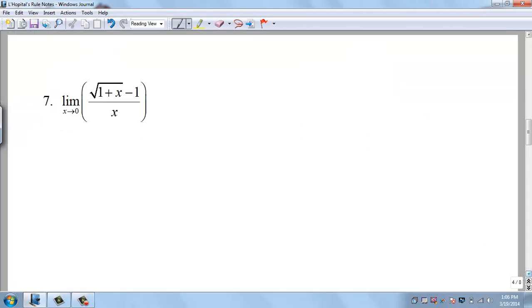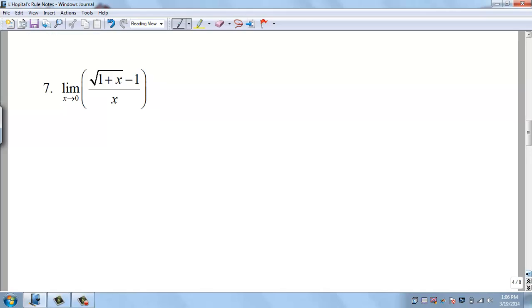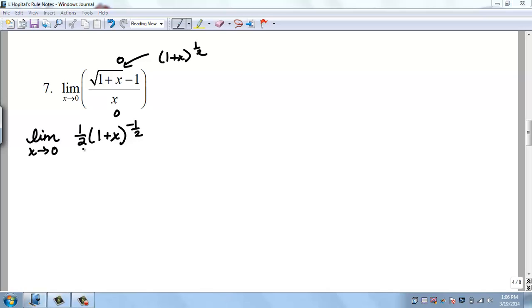Okay, I have this one right here. Radical 1 plus x minus 1, so I'm going to plug the 0 in here. So I have radical 1 minus 1 is 0 over 0. So I have the limit as x approaches 0. Now remember, this is the same as saying 1 plus x to the 1/2. So when I take the derivative of that, it's 1/2, 1 plus x raised to the negative 1/2, and the derivative of negative 1 is 0, all over 1.